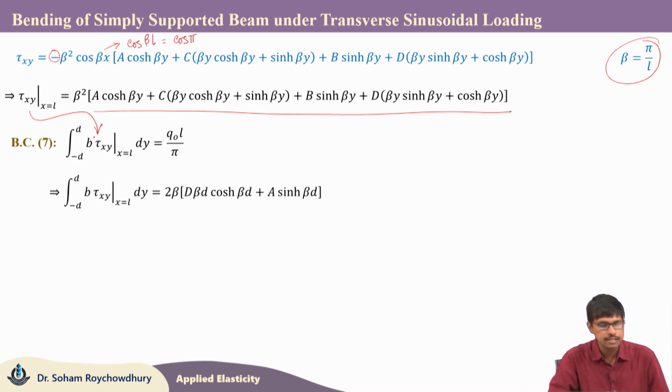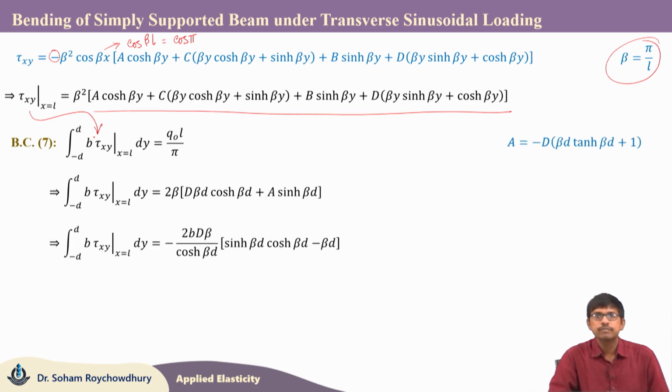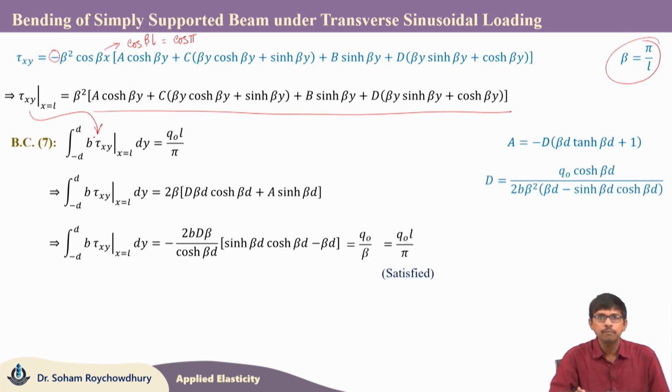So, following a similar order of steps, writing A in terms of D first and then finally putting the explicit expression of D in terms of q naught, you can obtain this left hand side integral b tau xy at x equals L dy from minus d to plus d as q naught by beta. Replacing beta as pi by L, we will get q naught L by pi.